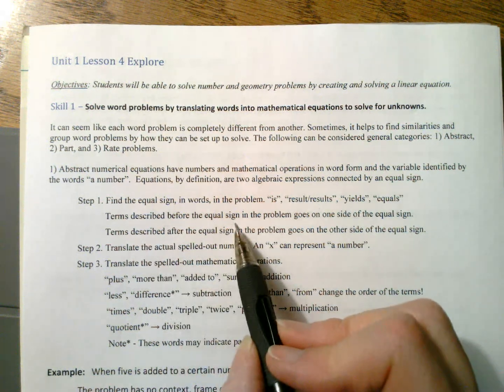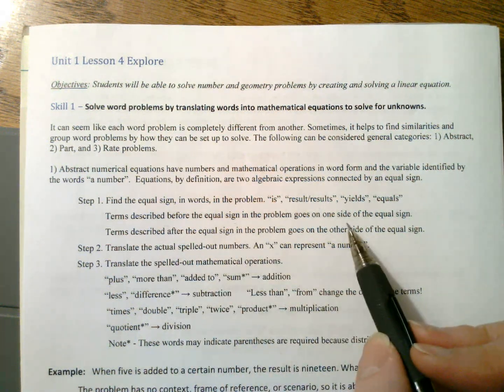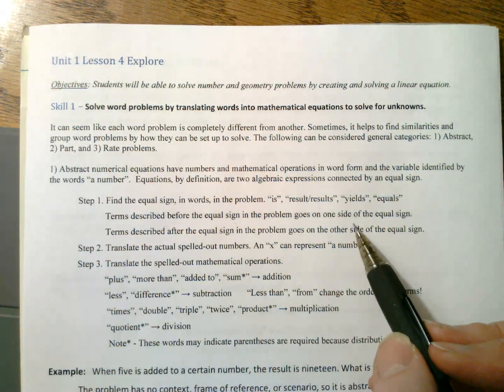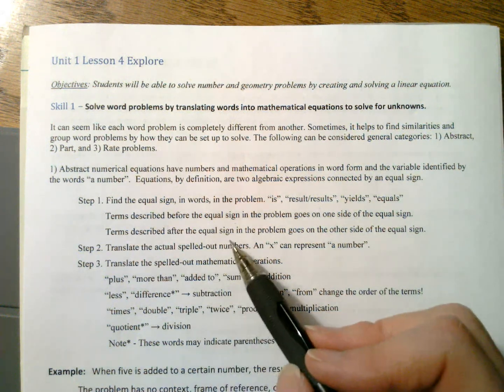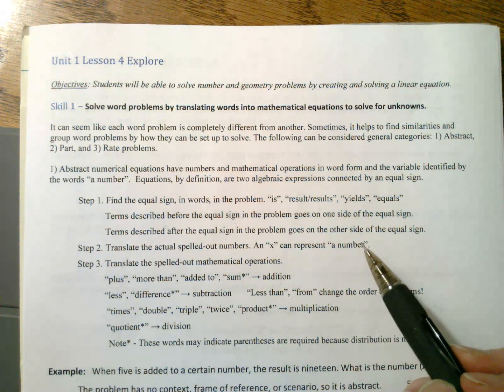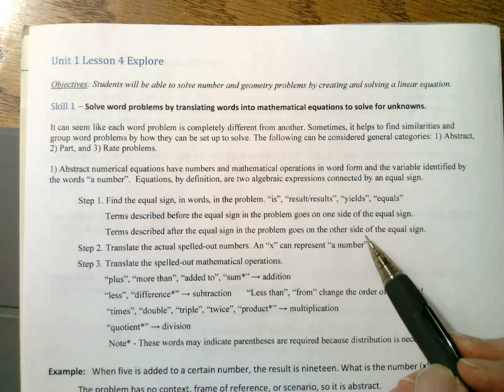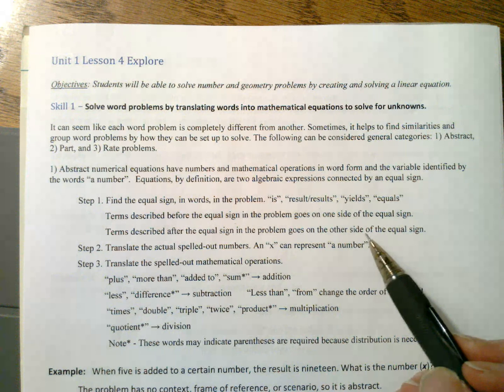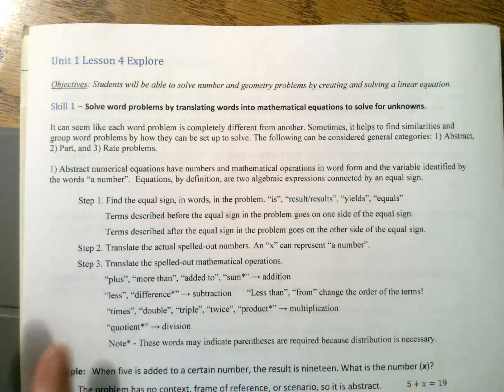Terms that are described before the equal sign of the problem go on the left side of the equation, okay? And terms that are described after the equal sign go on the other side specifically, okay? We're going to do examples of that, so that way you understand what terms are going on what side of the equation, okay?